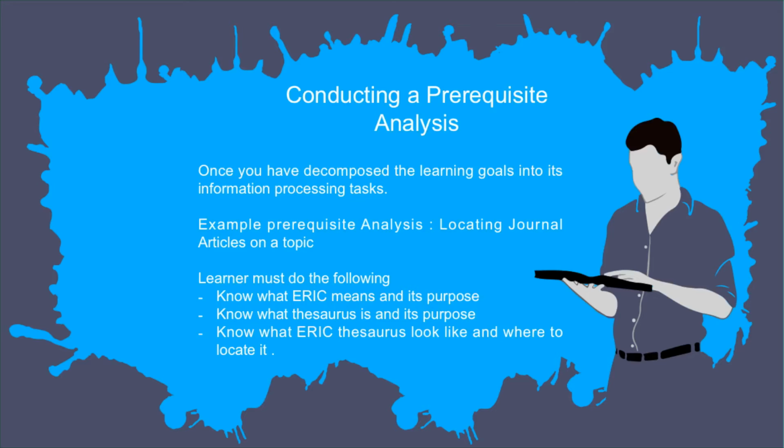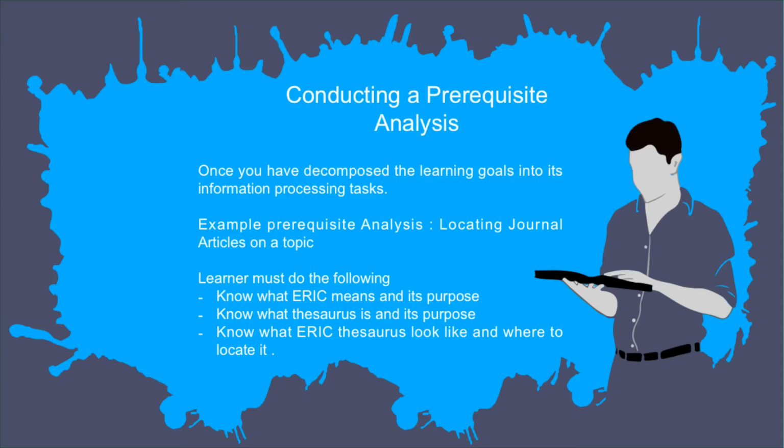To determine prerequisites, you will reflect on each one of the steps in the information processing analysis and ask, what must the learner know or be able to do to achieve this step? You will continue to ask this question until each step has been broken down into everything the students must know to achieve the learning goal.